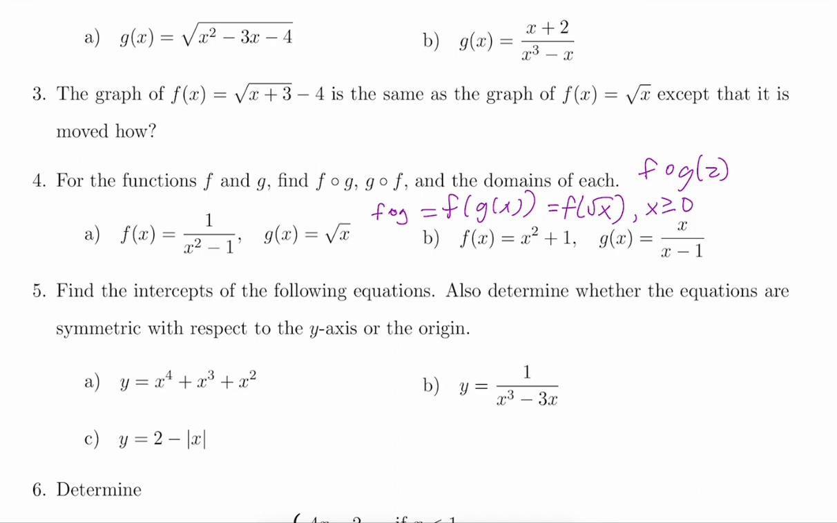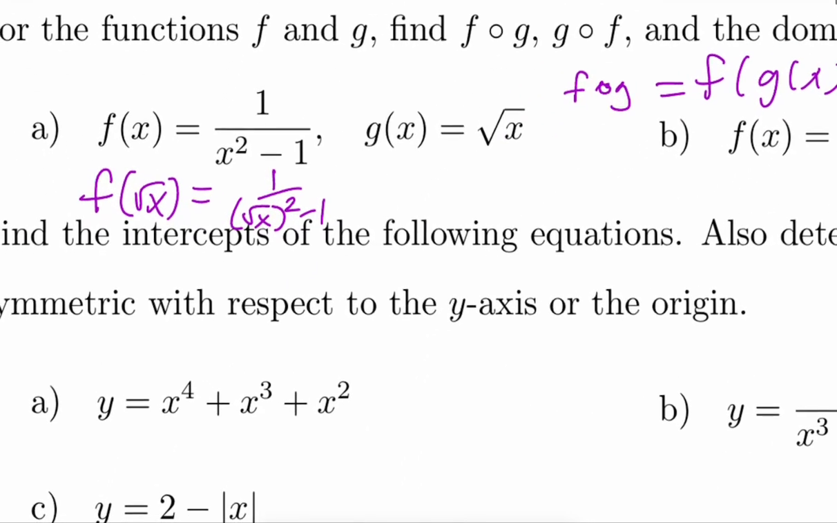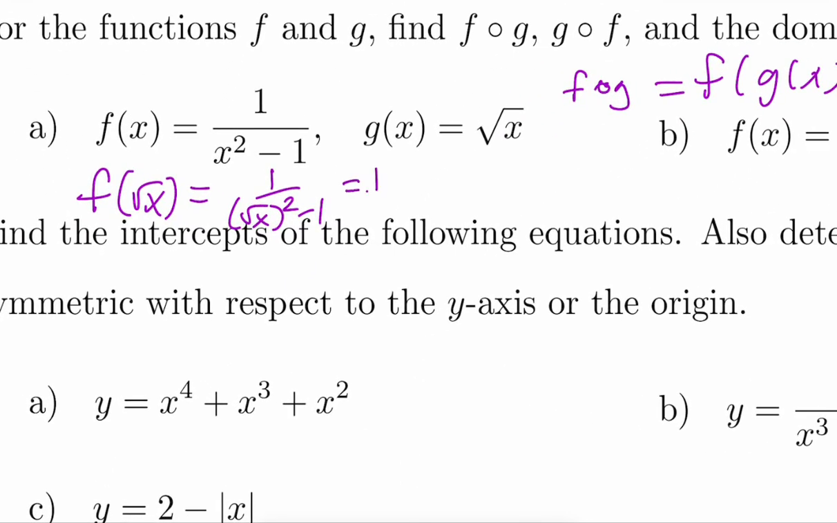So now let's stick that in there. F of the square root of x is 1 over the square root of x squared minus 1. Well, the square root of x squared is just the square root of x. That's 1 over x minus 1. What number messes up that fraction? 1. So we know that x is not allowed to equal 1, but x can be anything greater than or equal to 0, but 1. 1 is the only thing that messes that up.